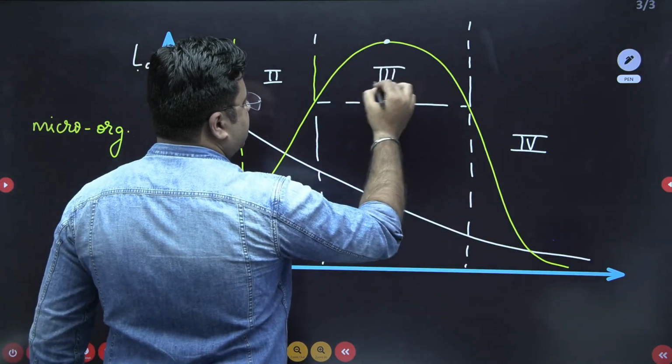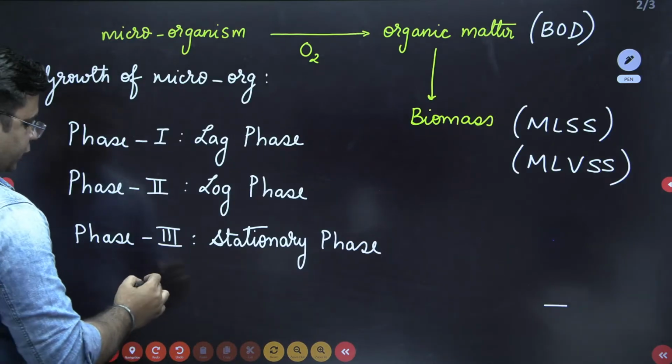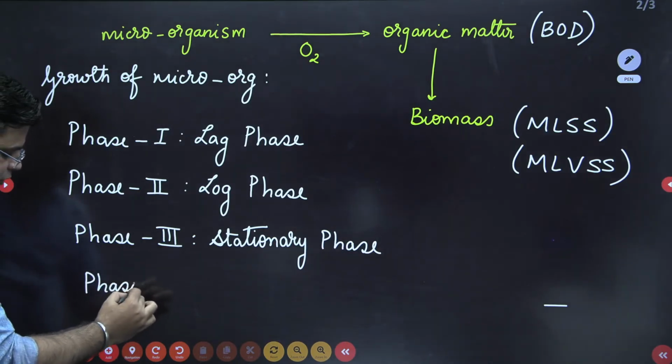So this is phase 1, phase 2, phase 3, phase 4. So phase 4 in the growth of microorganisms is known as the endogenous phase.